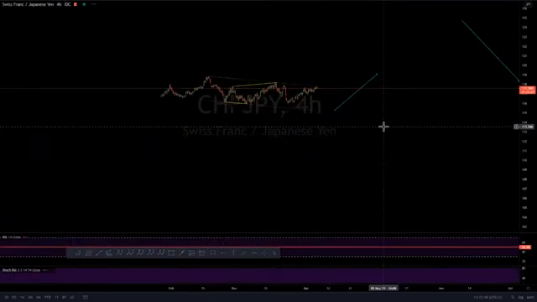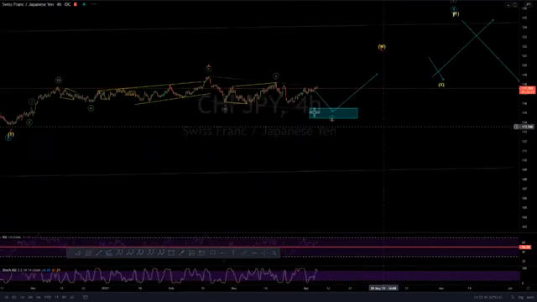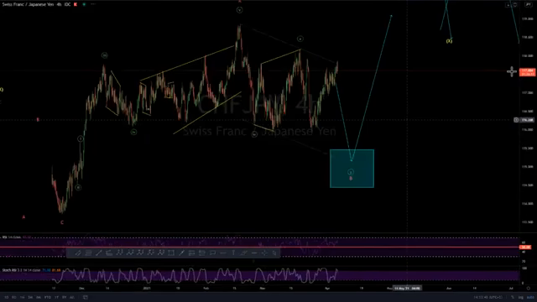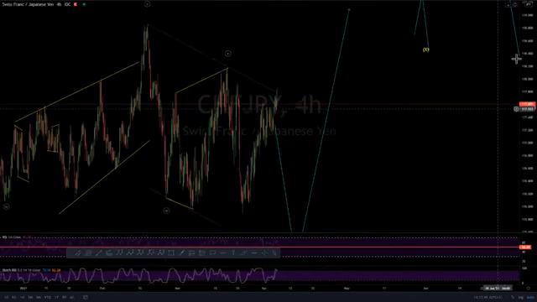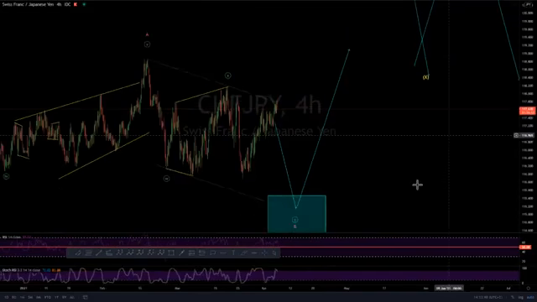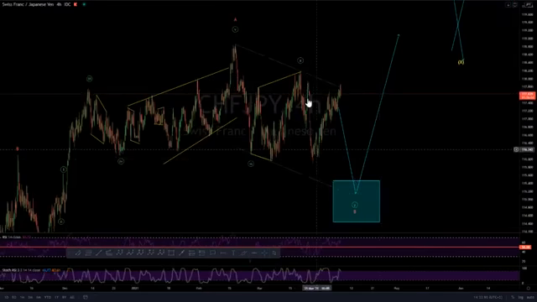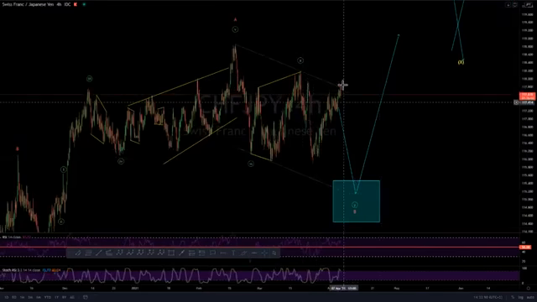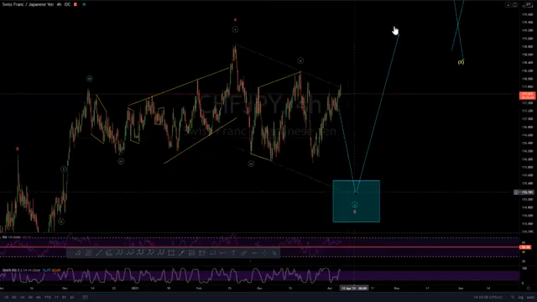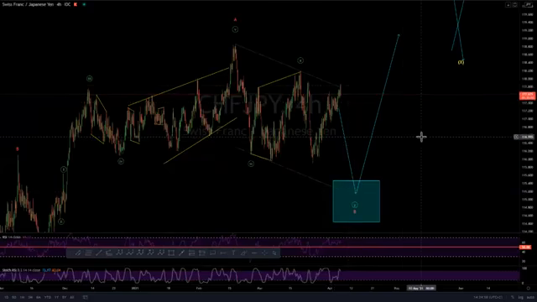So I don't think that we've already bottomed here on CHF/JPY. I'm still expecting that we have one more leg to the downside, but it's possible that we might have ended this move here. I'm not yet convinced. I'm still expecting that we have one more leg to the downside and then a move higher. Just a minute, guys. Please hold.